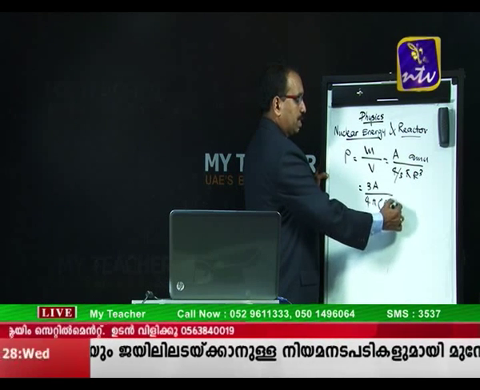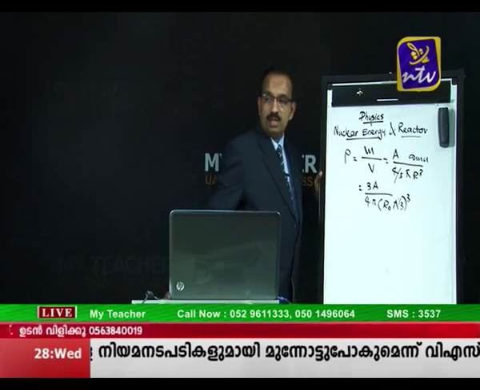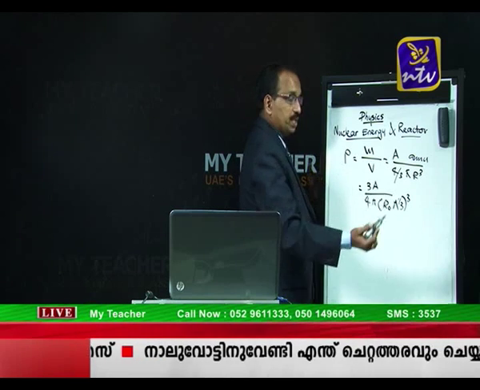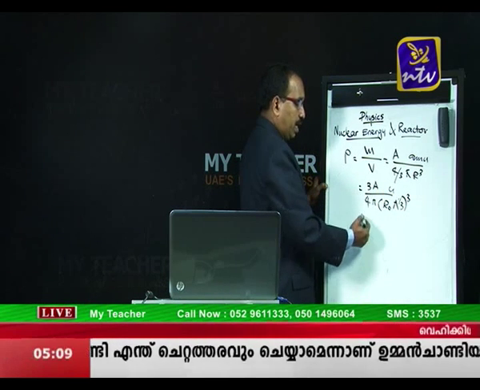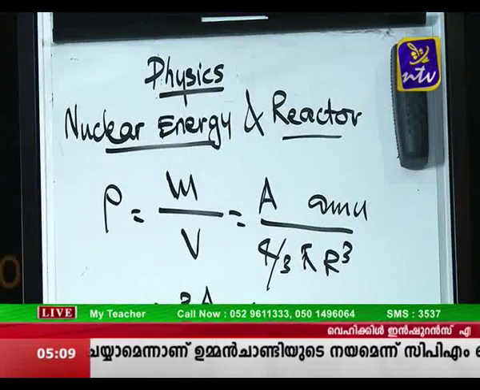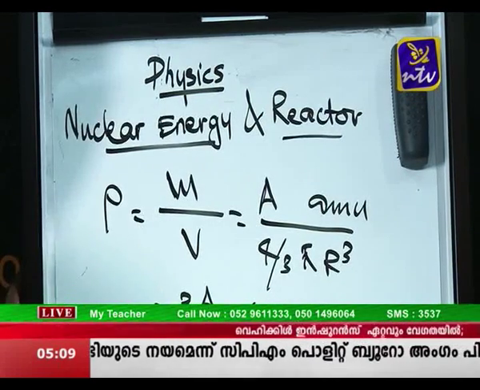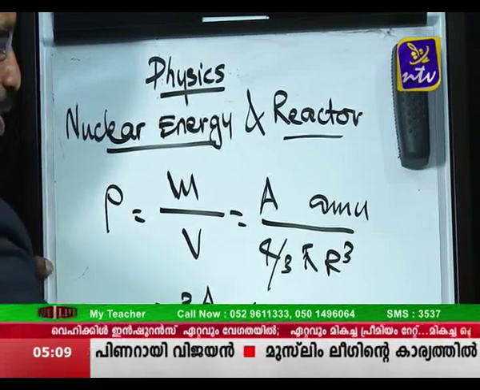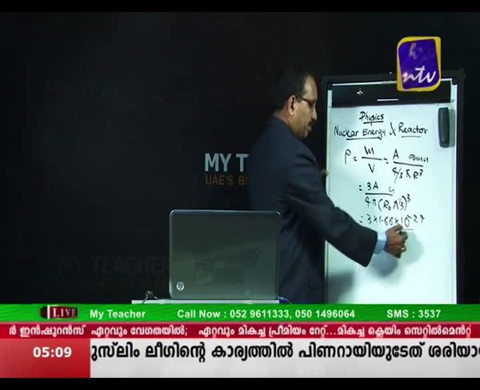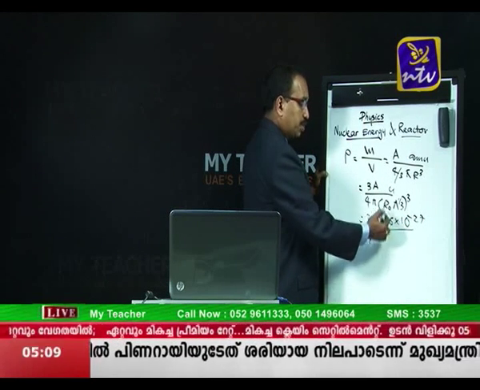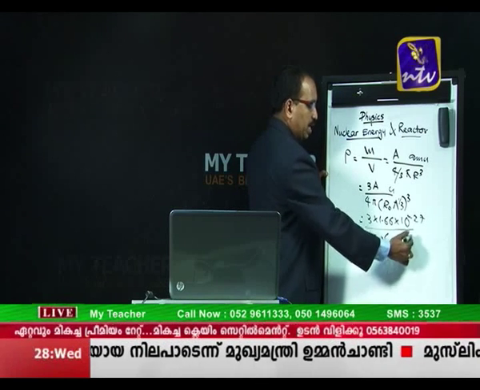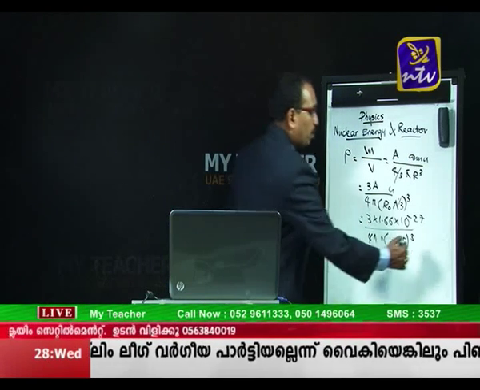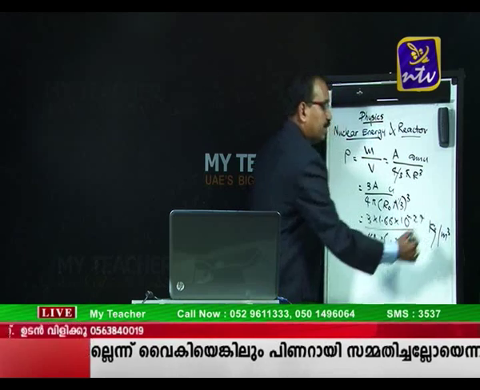R you can write as r0 A raised to 1/3, whole cubed, where A is the mass number. So r cubed is r0 cubed times A, and A will be cancelled when you substitute and solve. The atomic mass unit you may convert into kilograms, 1.66 into 10 to the power minus 27, divided by 4 pi into, instead of r0, 10 raised to minus 15 cubed. So this many kilogram per meter cubed is considered to be the density of the nucleus.